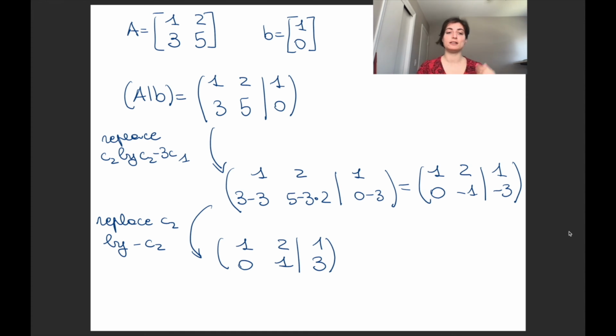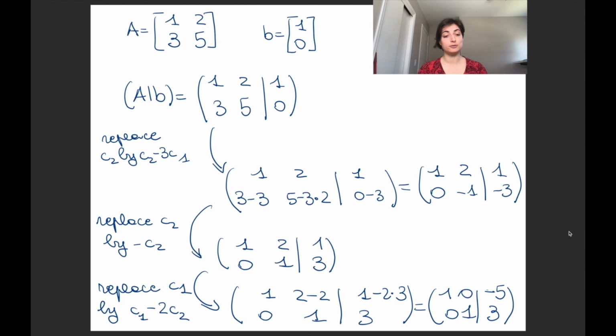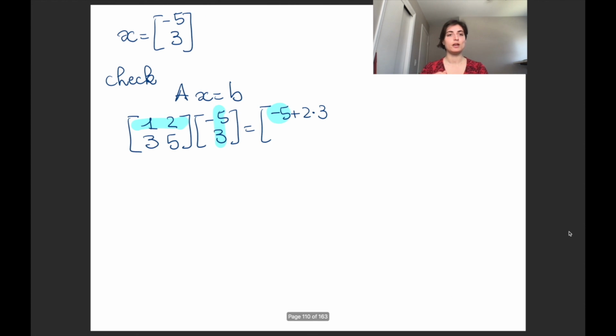We are aiming to get the identity, so we're going to get rid of that 2 in the corner. And through all that, we keep track of what is happening on the right of our bar, but we don't really care until the very last step. So we take a new step, we replace the first row by itself minus twice the second row. And this indeed cancels out our off-diagonal element. Now we have on the left 1, 0, 0, 1, and by keeping track of what is happening, we have -5, 3 on the right, sorry. So we have the solution that is -5, 3.